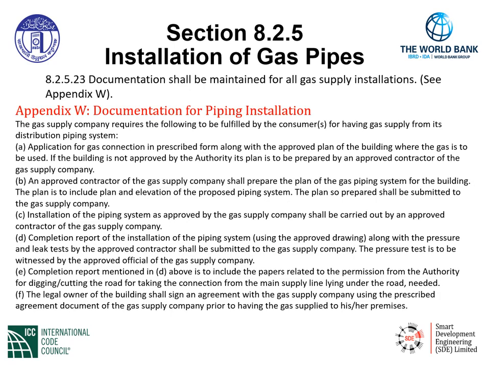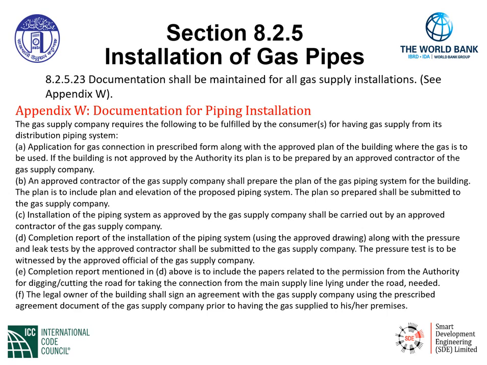When using this code, we have a reference to Appendix W. The code section that gives us this reference is 8.2.5.23, and it states the following: documentation shall be maintained for all gas supply installations. When we look to Appendix W, it gives us specific documentation for piping installation.